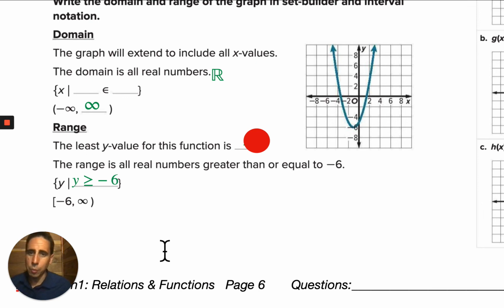Range. The least y value for this function is, and I will let you figure out what is underneath the red dot. Figure out what is the lowest y value on the graph for the function. The range is all real numbers greater than or equal to -6. That's how you would say it. And if you wanted to build a set out of it, it would be all y such that y is greater than or equal to -6. The interval would look like this. You start with -6, including -6, and going up to positive infinity, as high as you want. Those are all the y values that are part of this graph.